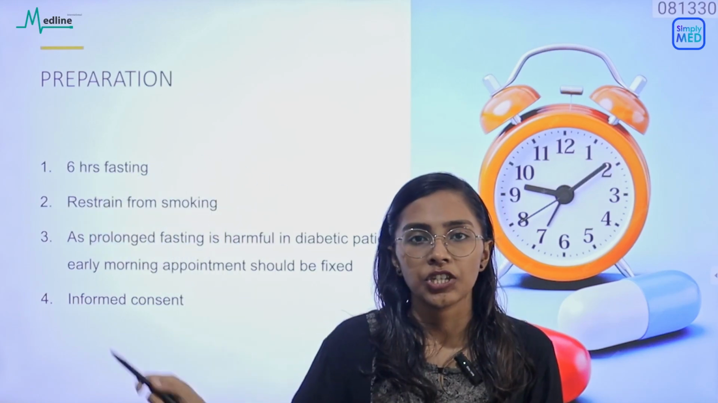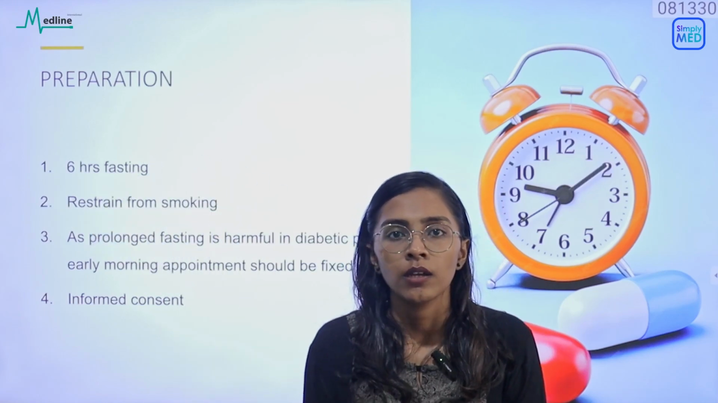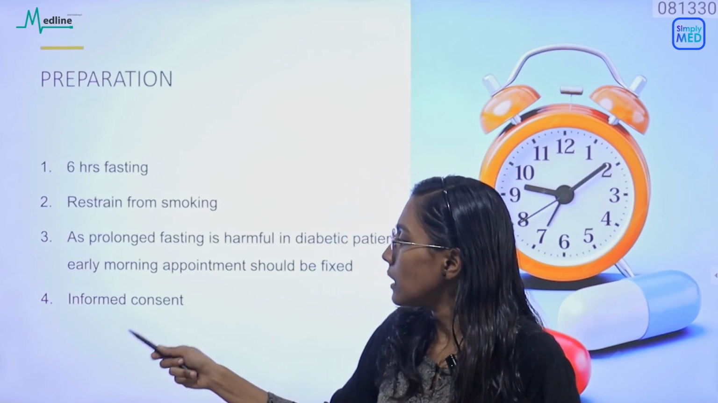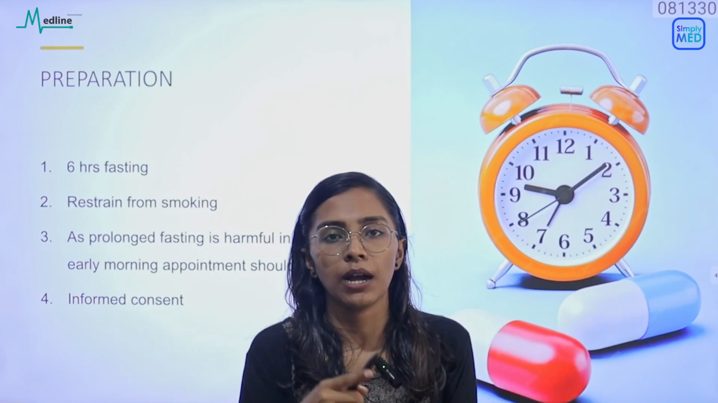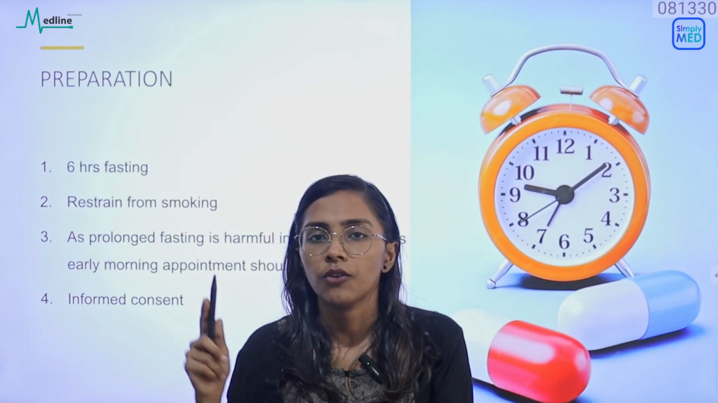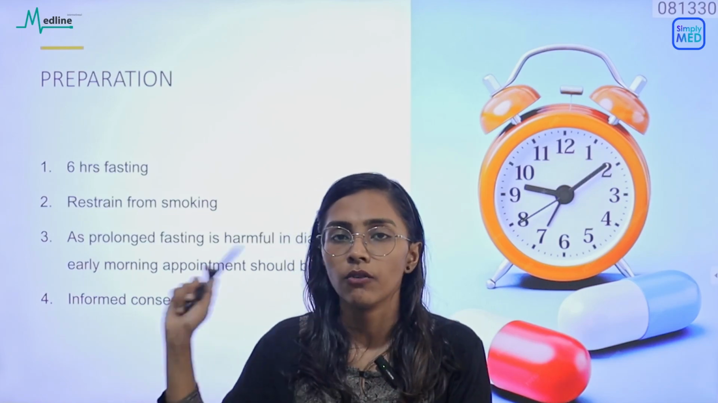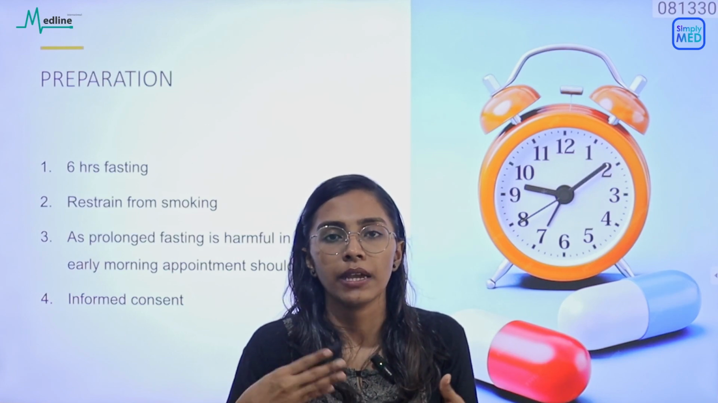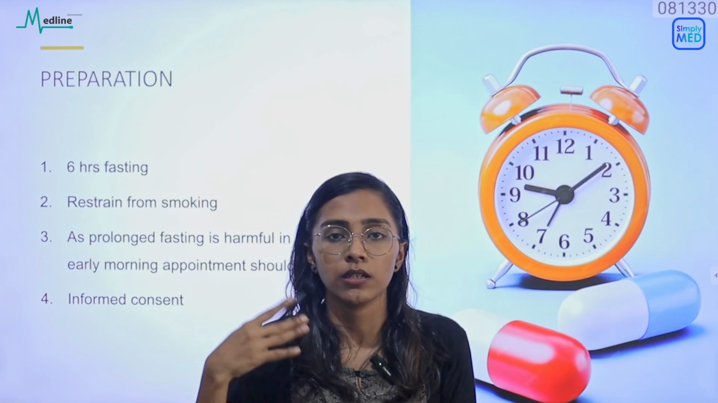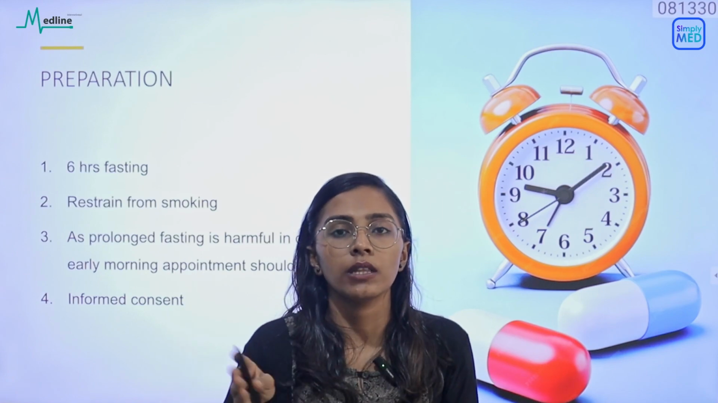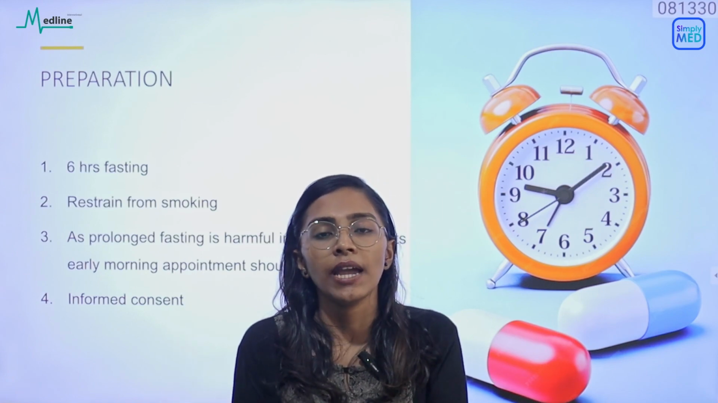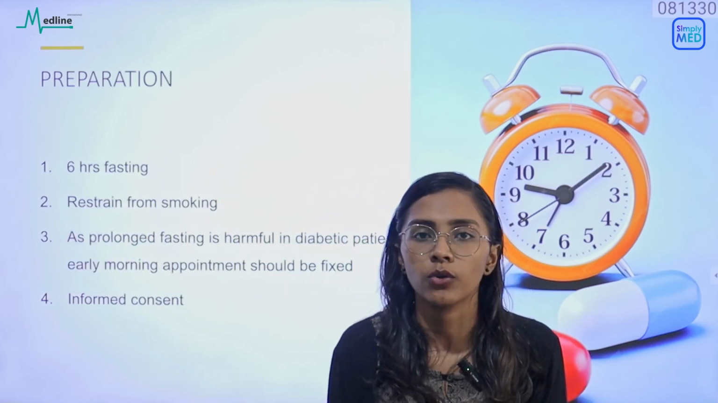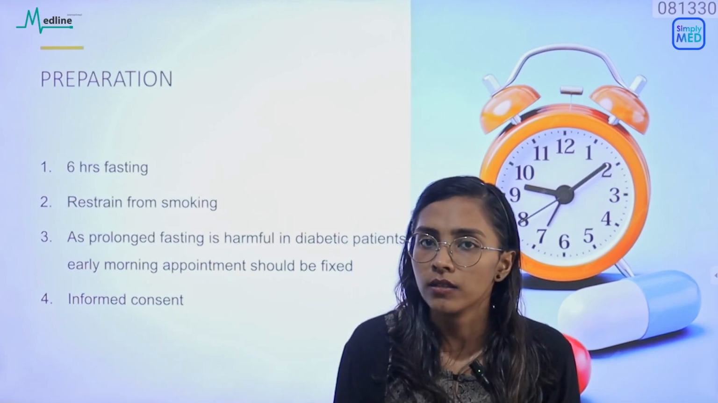Then another preparation is to refrain from smoking. If you have a barium meal study coming, then refrain from smoking. Then informed consent. Once the patient has come to our department following the NPO, that is 6 hours of fasting, and refraining from smoking, what we have to do next is explain the procedure, rule out histories and allergies, and take the informed consent. Once we have done all this, we can start the procedure.